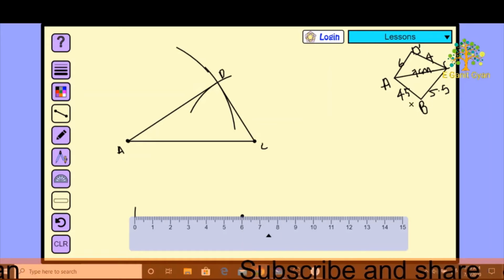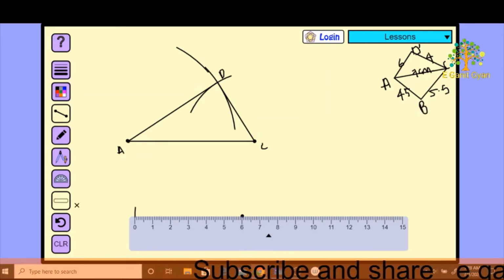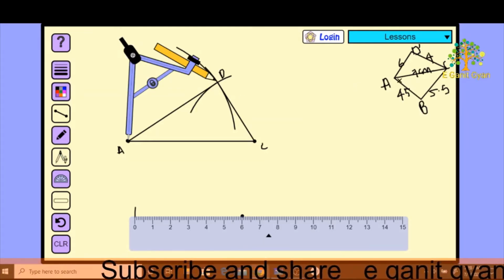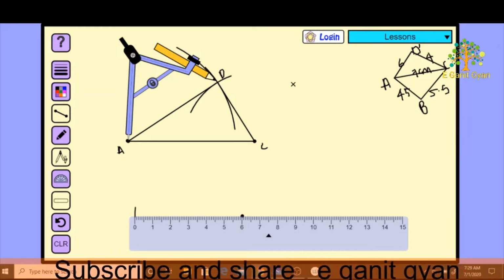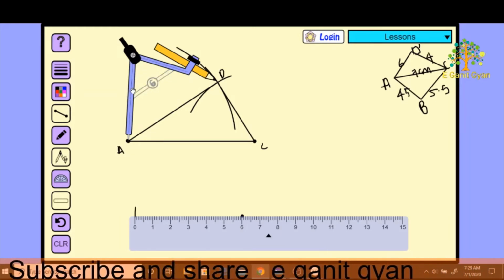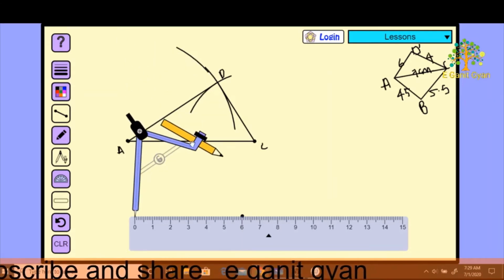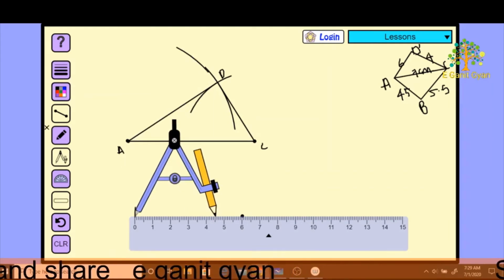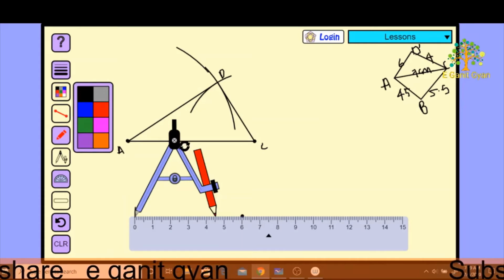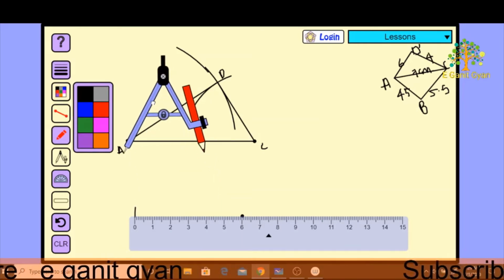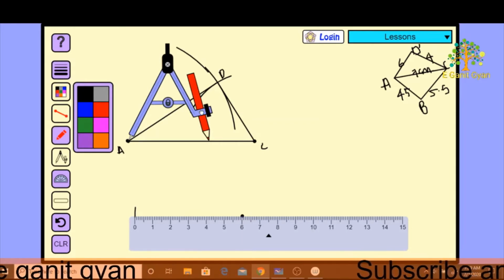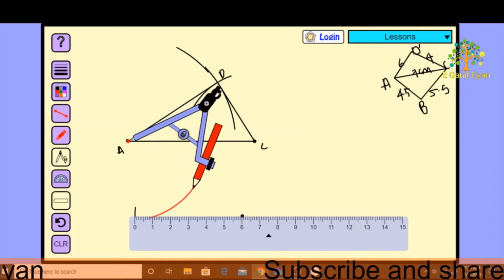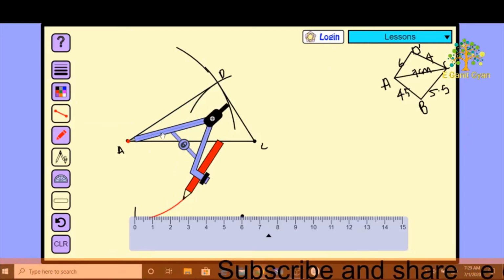Now I need to find out the vertex B. I will take the compass again. I know that the A to B distance is 4.5. Now in the compass I will take 4.5 centimeters and lock it. Let me change the color here. Now I will draw one arc from A with 4.5 centimeters as the radius.